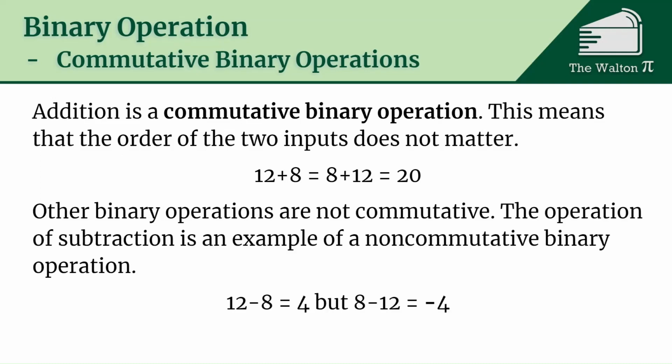For example, the operation of subtraction is a non-commutative binary operation. We have 12 minus 8, that gives me 4, but 8 minus 12 gives me negative 4. 4 and negative 4 are different, so this is a non-commutative binary operation. It still takes in two inputs, 12 and 8, or 8 and 12, but it gives out different outputs depending on which order the inputs came in. So if the order matters, it's non-commutative, but if the order doesn't matter, it's commutative.